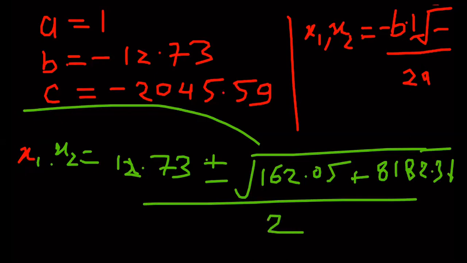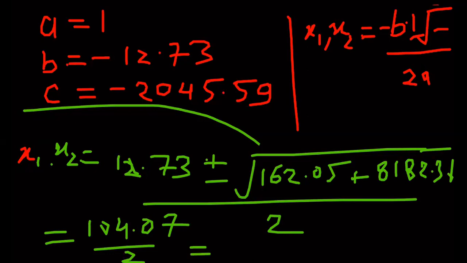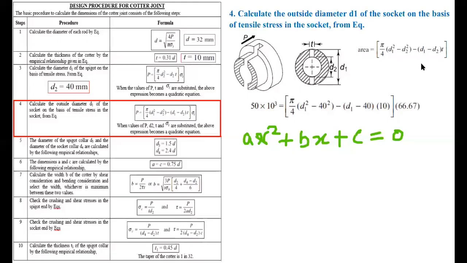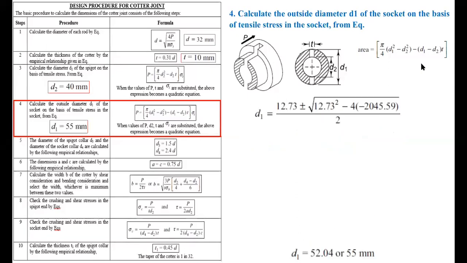So again, in this also you have to take the positive sign, then you will get the final 104.07 by 2, and you will get the answer like 52.03, and that will be equal to, you can say, 54. Okay, so 54 compared. So like this, you have to solve this equation and you will get the value of like 55. Okay, so this is 55.